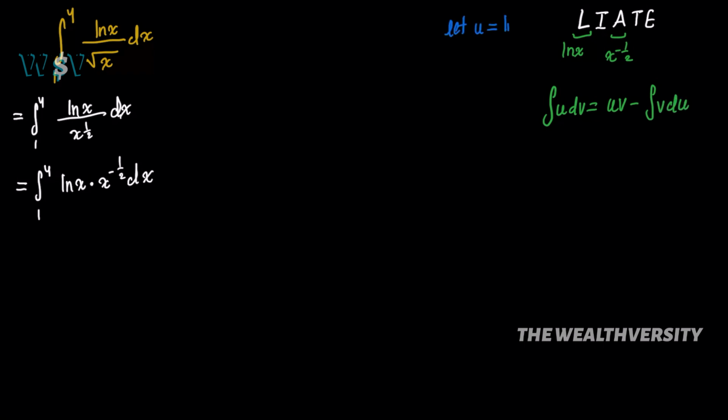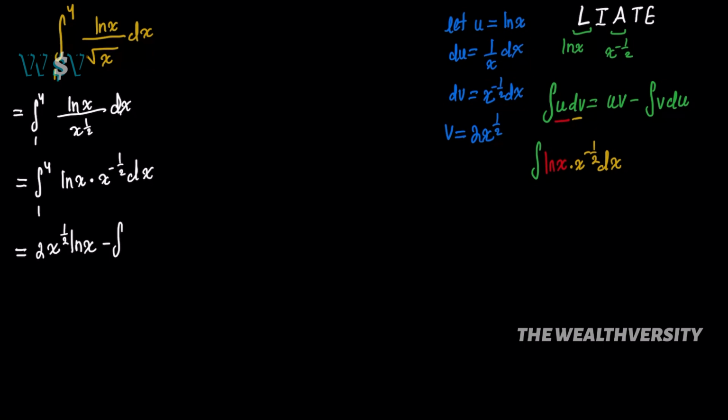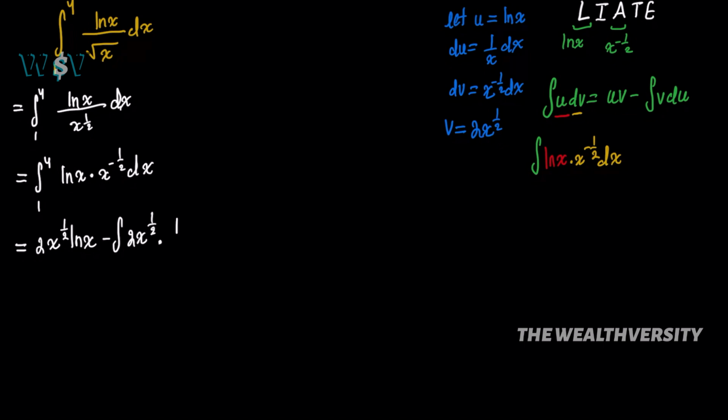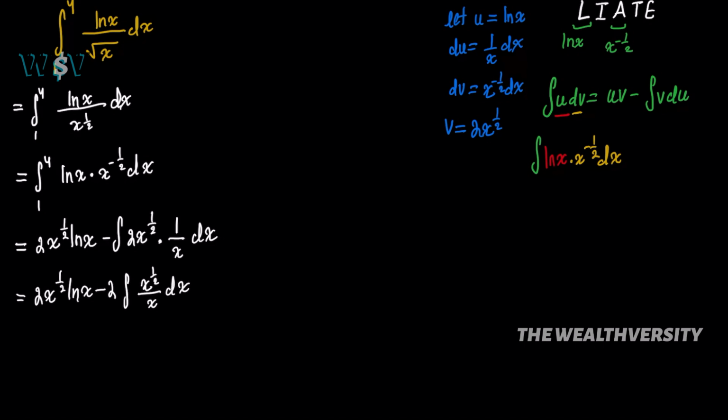So we let u equal ln x, which makes du equal to 1 over x dx. dv will be x to the power of negative half dx, which means v will be 2x to the power of half. We apply the formula to get 2x to the power of half times ln x minus the integral of 2x to the power of half times 1 over x dx. We factor the 2 out of the integral and divide x to the power of half by x, which has a power of 1. When dividing variables with the same base but different powers, you subtract their powers, so 1 over 2 minus 1 will give us negative 1 over 2. So the integral becomes x to the power of negative half dx.